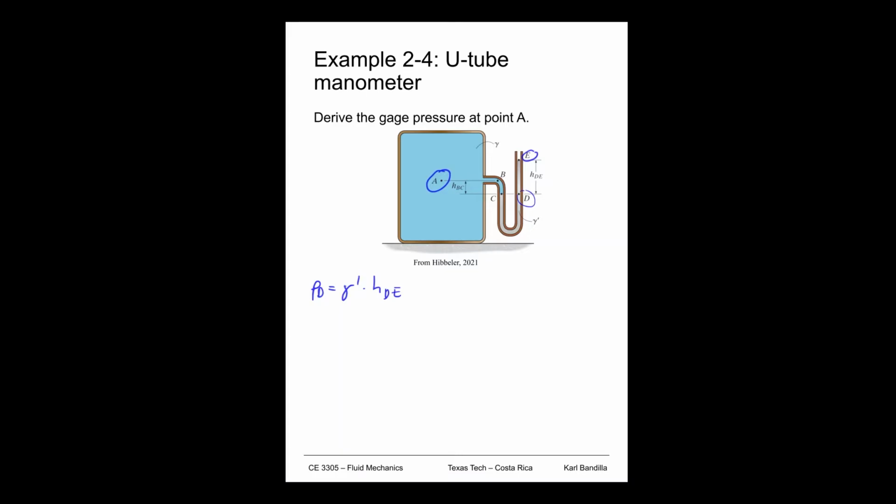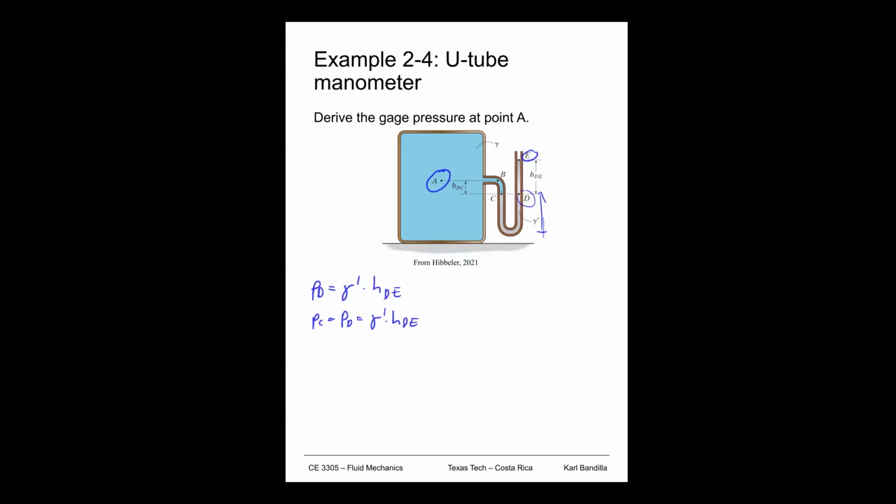Now, if we want to go to point C, we need to know what this distance is. But we know that we're going the same distance back up. So we know that PC is equal to PD because they're at the same height. And if they're at the same height, it's the same pressure if there's the same liquid. So that's still gamma prime times h_dE.